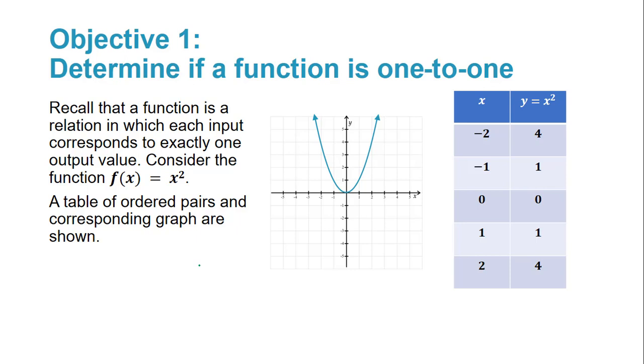A table of ordered pairs and the corresponding graph are shown, but just recall this, that if we have a table of values from -2, -1, 0, 1, and 2, and I square each of those x values, I get 4, 1, 0, 1, and 4. And when we plot those on a coordinate system, we get this basic parabola that has a vertex of 0, 0, and opens up. It does pass the vertical line test, right, because every vertical line goes through at most one point on the graph.